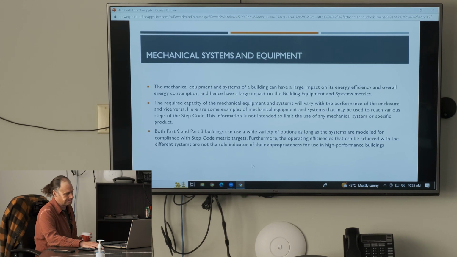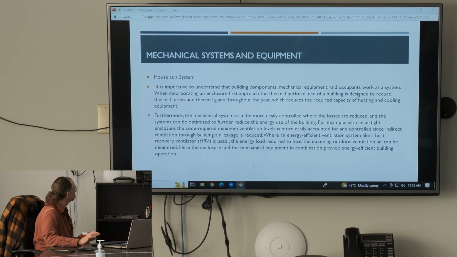So, house as a system. It's imperative to understand that building components, mechanical equipment, and occupants work as a system. When incorporating an enclosure-first approach, the thermal performance of a building is designed to reduce thermal losses and thermal gains throughout the year, which reduces the required capacity of heating and cooling equipment. Furthermore, the mechanical systems can be more easily controlled where the losses are reduced, and the systems can be optimized to further reduce the energy use of the building.